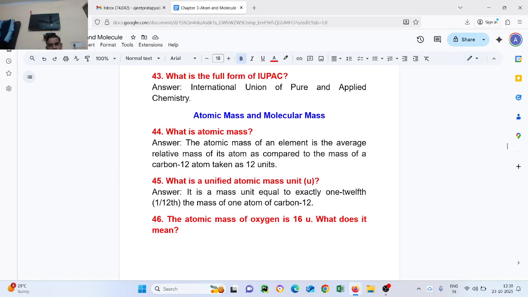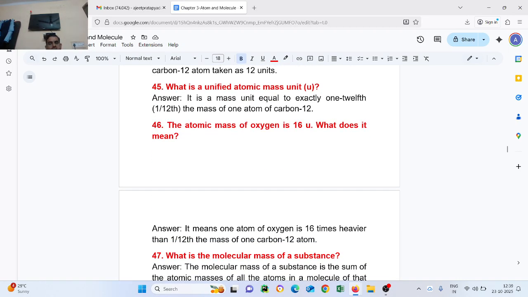Question number 46. The atomic mass of oxygen is 16. What does it mean? Answer: it means one atom of oxygen is 16 times heavier than 1/12 the mass of one carbon atom.